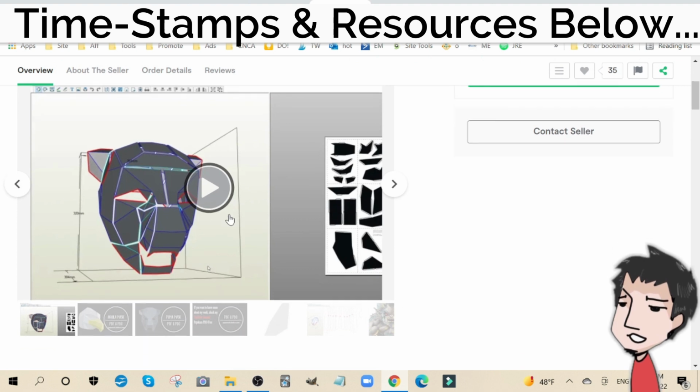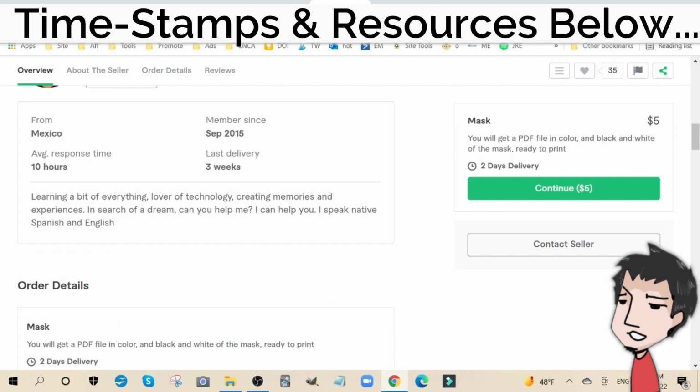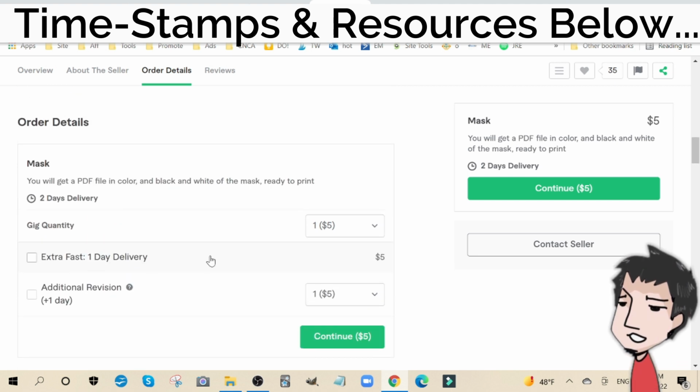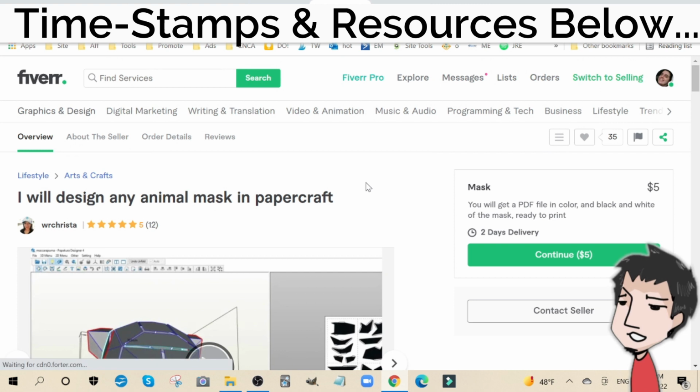This person will create a poly mask for $5. You can source this person, who lives and works out of Mexico. Again, this person will create a mask for you for $5. So you might want to do it this way if you don't have Crispy Prints.